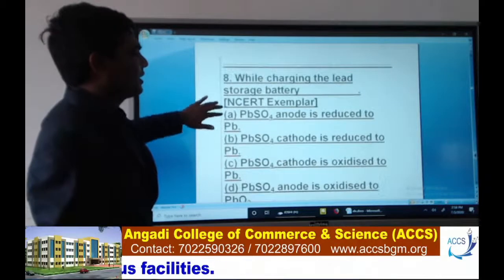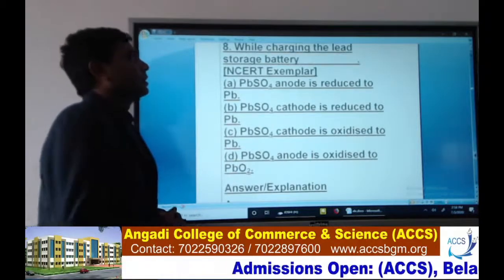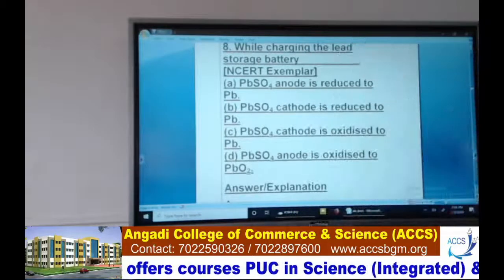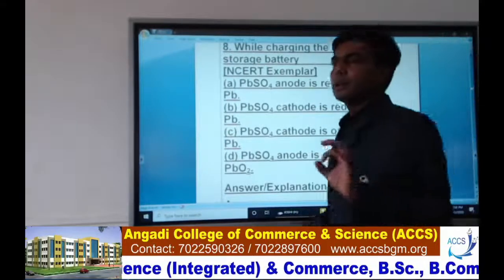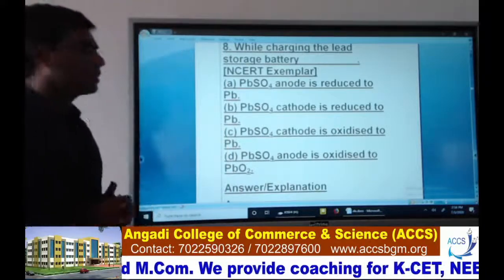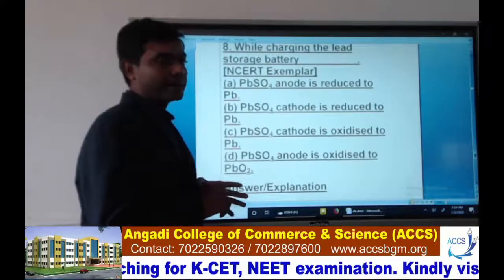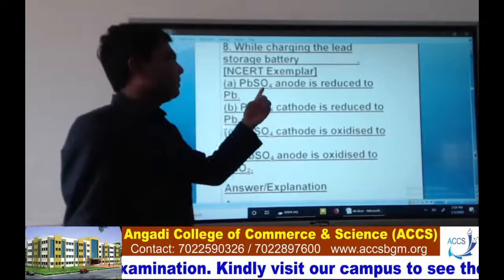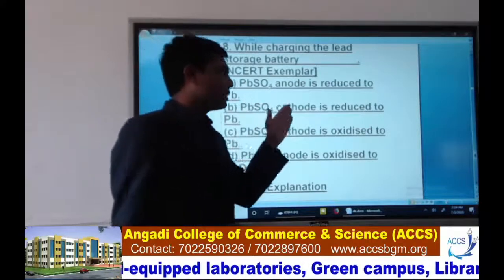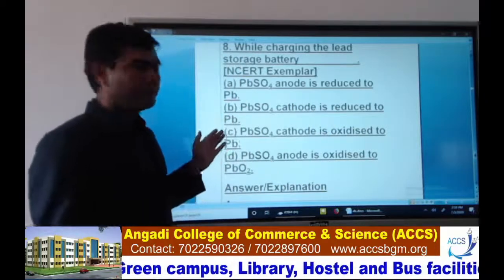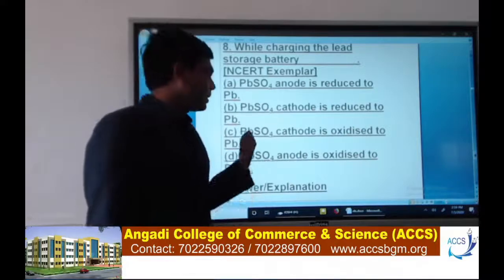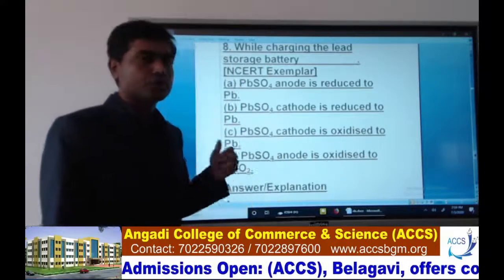While charging the lead storage battery, what happens? He has given 4 reactions. You know that the batteries are of different types: nickel cadmium battery, lead storage battery, hydrogen oxygen fuel cell, like that. So he is asking about the lead batteries only. PbSO4 at the anode is reduced to Pb. PbSO4 at the cathode is reduced to Pb. PbSO4 at the cathode is oxidized to Pb. PbSO4 at the anode is oxidized to PbO2.